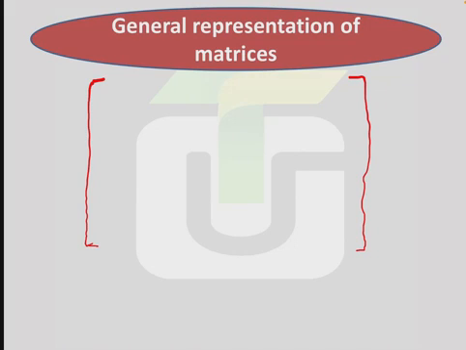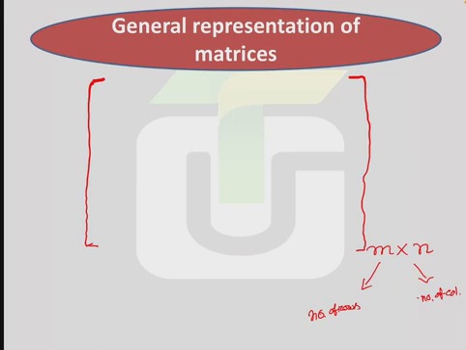So now the general representation of matrices. How can we represent a matrix? For example, suppose we have a matrix of order m by n, right? The order is written here, so m by n matrix. That means number of rows is equal to m, and number of columns is equal to n, correct?